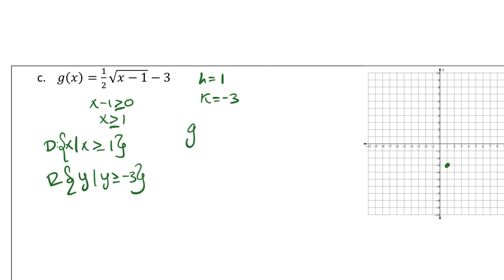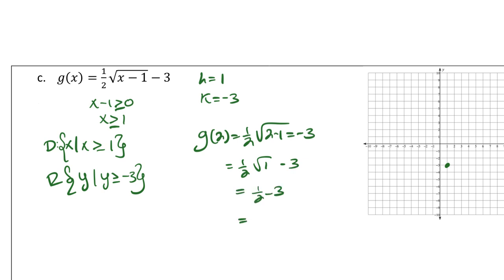Now I'm going to substitute values. So x, let's say 1. Actually, not 1, we already have it, right? Let's say 2. So y equals 1/2 square root of 2 minus 1, minus 3. So 1/2 of the square root of 1. So this is 1/2 minus 3. Finding a common denominator, I got minus 6 over 2. So this is the same as negative 5 over 2, that is approximately 2.5. So this is going to be the point 2, negative 5 over 2. Negative 5 over 2 is approximately here.